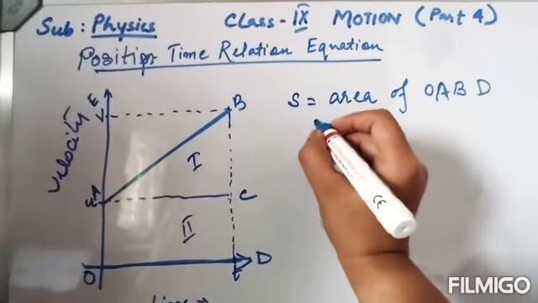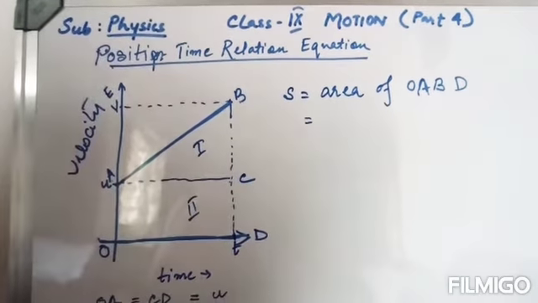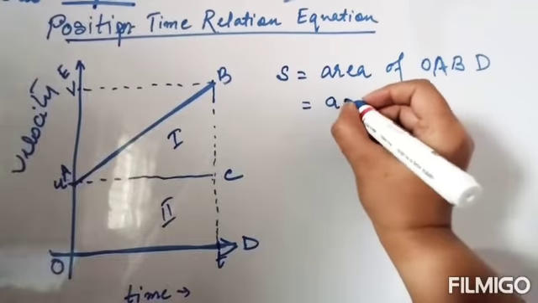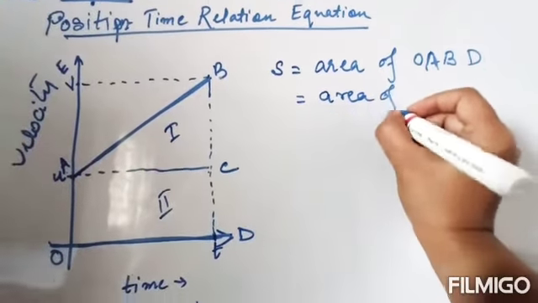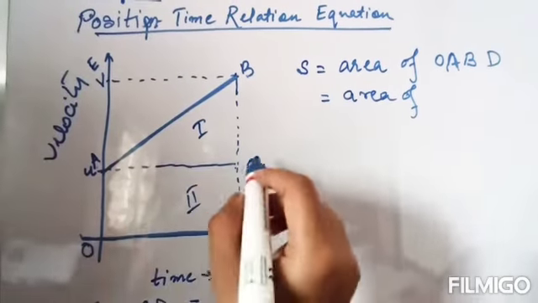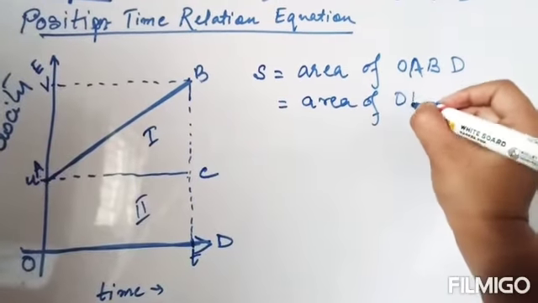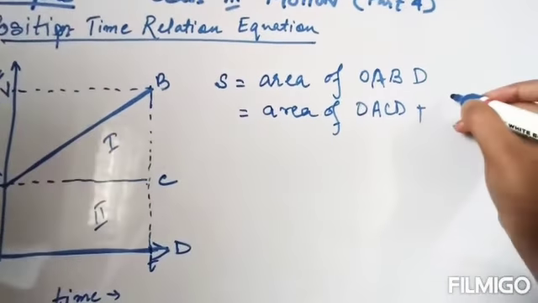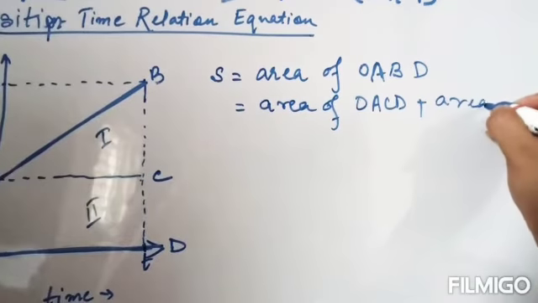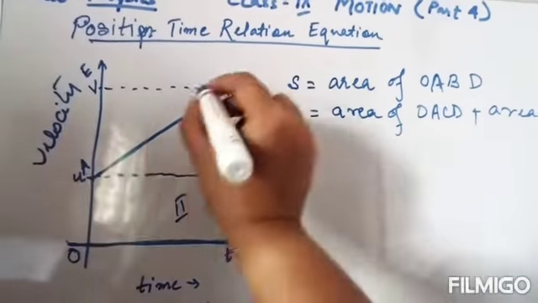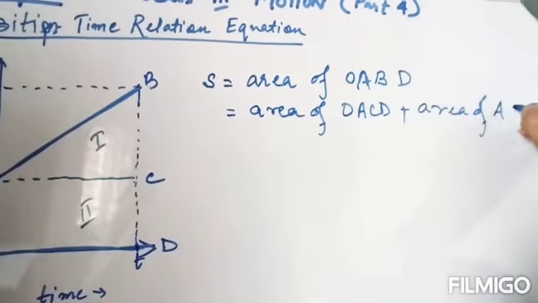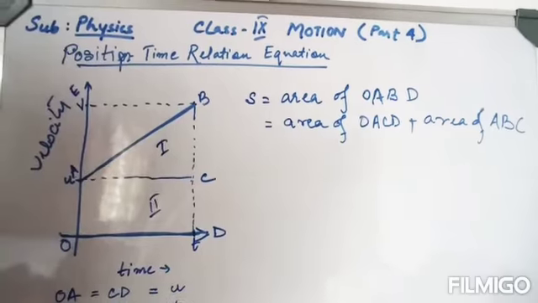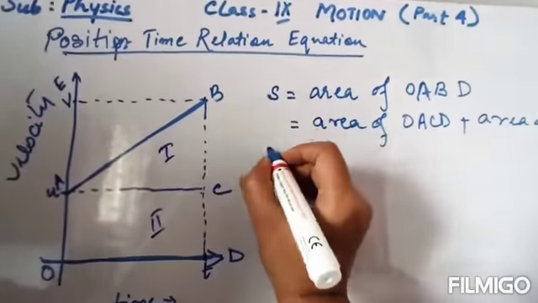And what is area OABD? We have bifurcated it into two portions. One is the area of the rectangle, which is OACD, and the area of the triangle, which is ABC. Correct? Now, step 1.